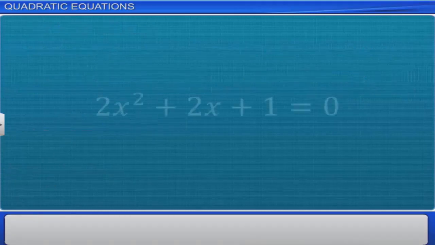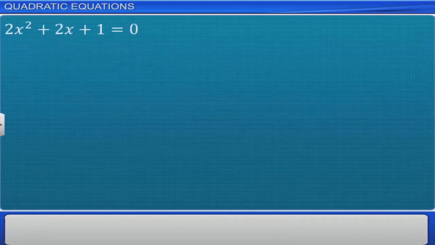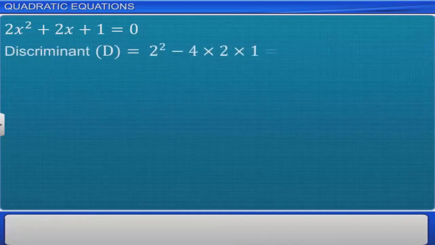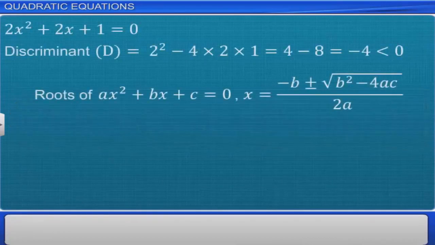Let's consider another quadratic equation 2x squared plus 2x plus 1 equal to 0. First, we'll find the discriminant. The discriminant obtained is minus 4, which is less than 0. In such cases, how can you solve the quadratic equation? We know that the roots of a quadratic equation ax squared plus bx plus c equal to 0 are as shown.